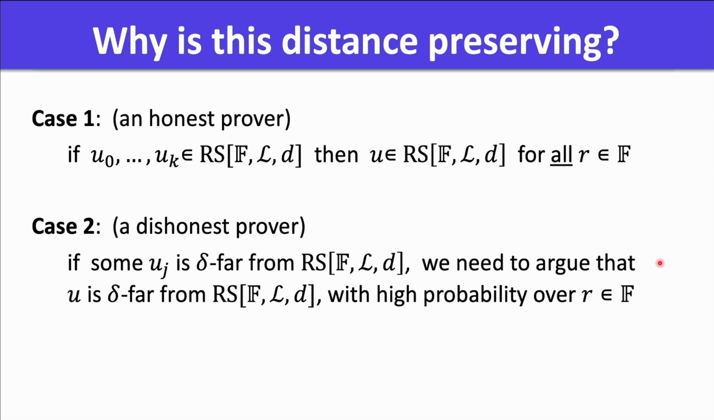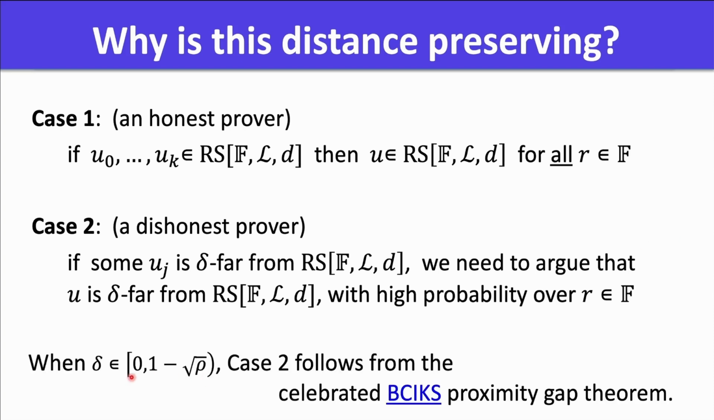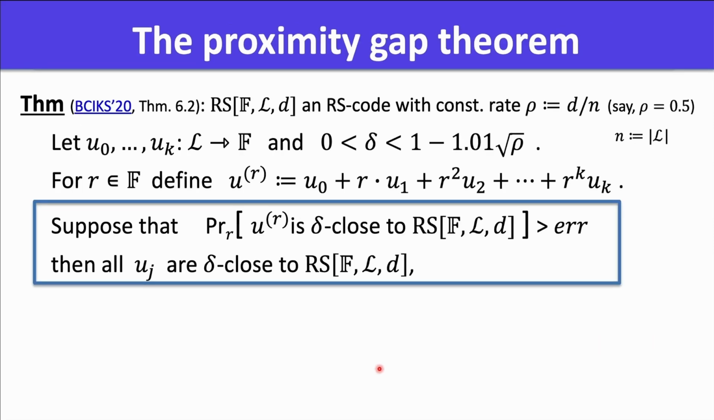Now this is a highly non-trivial question about polynomials, and it took some time to actually work out this result. This is a non-trivial result, but it's been worked out when delta is less than the Johnson bound, and it follows from the famous BCIKS proximity gap theorem. So what does the theorem say? Again, this is a very important theorem in this space. It was only proved in 2020. And it shows what we want.